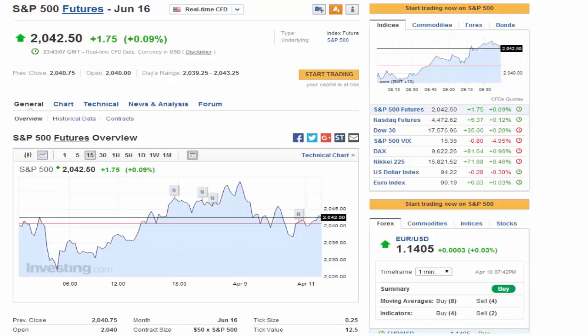Alright traders, I want to give you a quick E-mini future update. I've just, oh man, I think my computer's getting a virus.